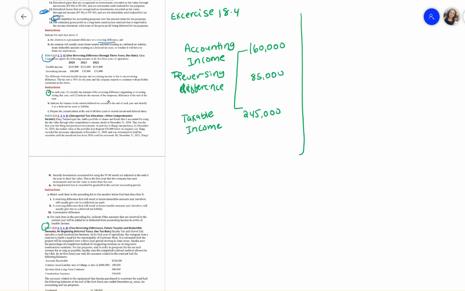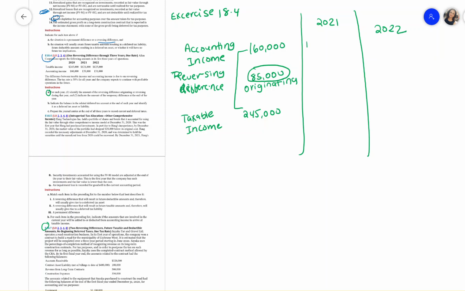The question is asking whether the reversing difference is originating or reversing during the year. In this case, it started from this year, so it's called originating. If it starts from here, it originated here, so this difference is originating. It's going to reverse in the other years. So let's see what's happening in the years 2021 and 2022.